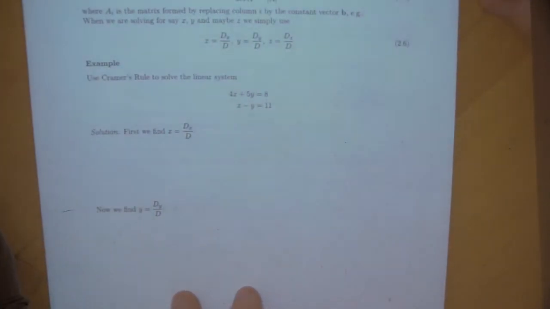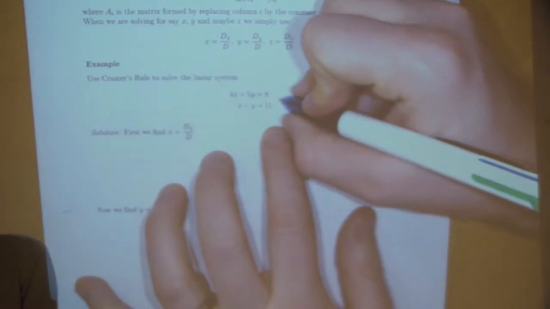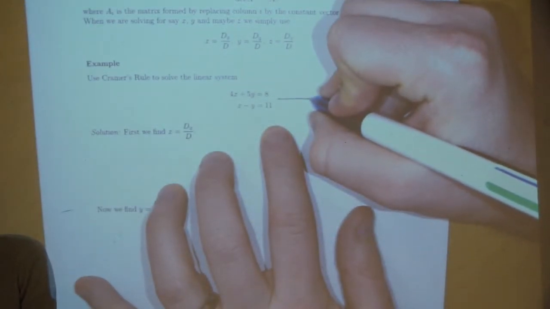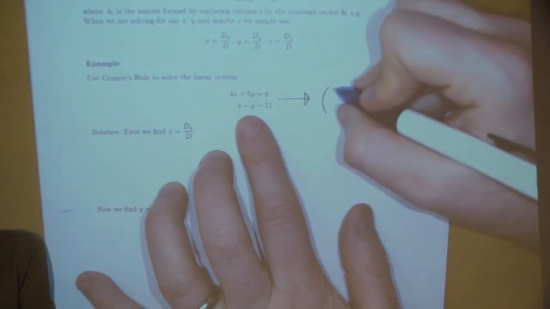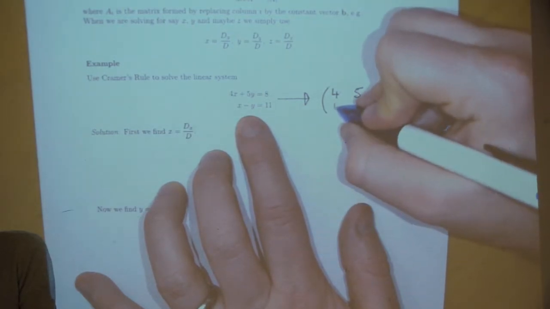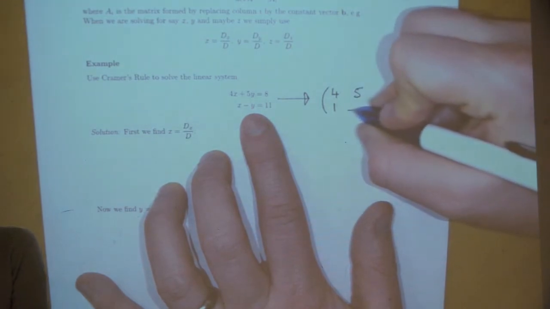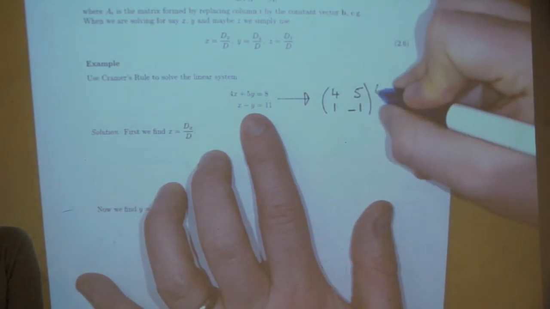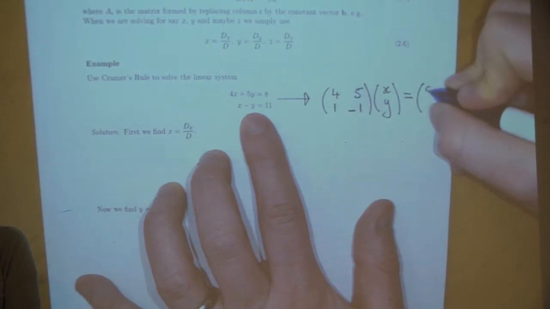Okay, so first thing we'll do is we will write these things as matrix equations. So this thing is the same as a matrix equation: 4x, 5y, 1x. What's the coefficient of y in the second equation? Not 1. Minus 1. Minus 1 times x, y equal the constants 8, 11.